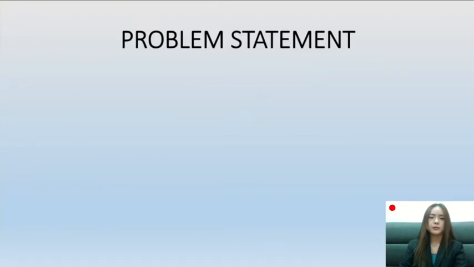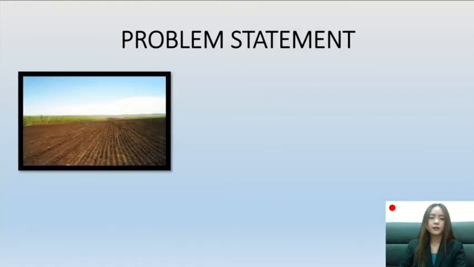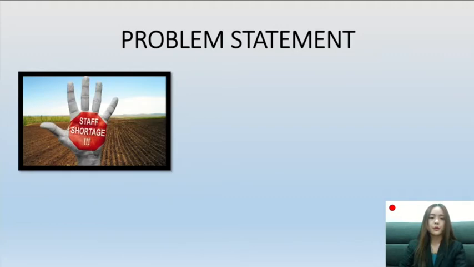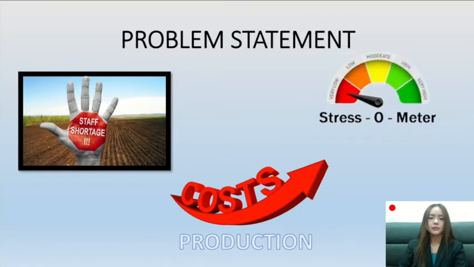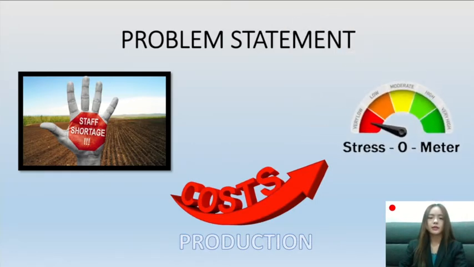Next is the problem statement of our project, which is the increase of idle agricultural land due to labor shortage. The second problem statement of the project is the increase of production costs. And last but not least is the low productivity of the produce.